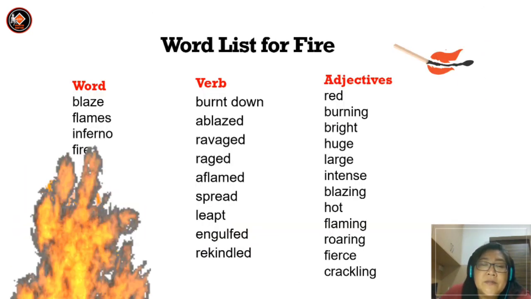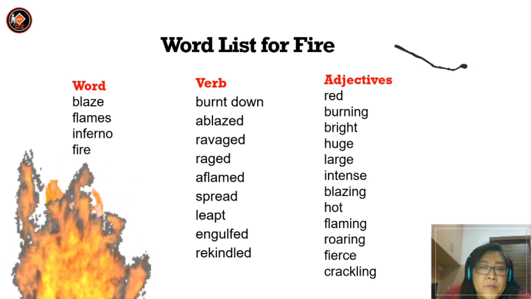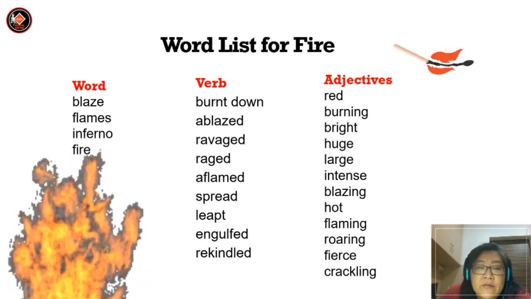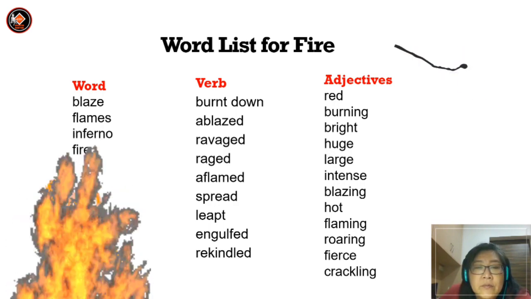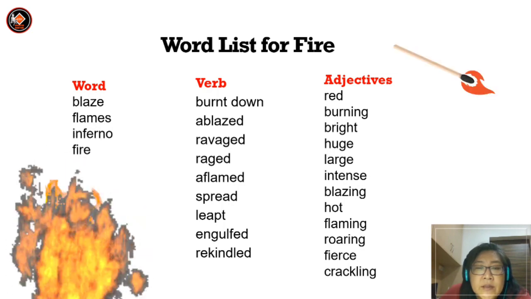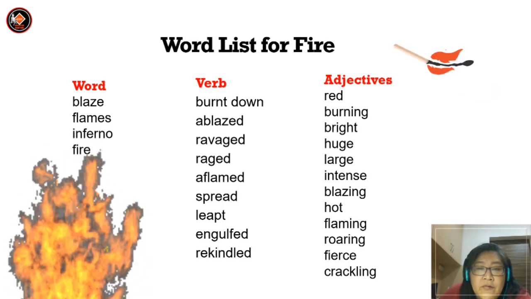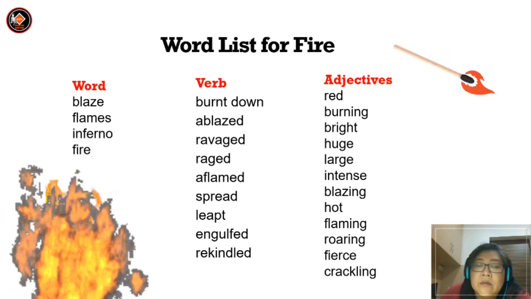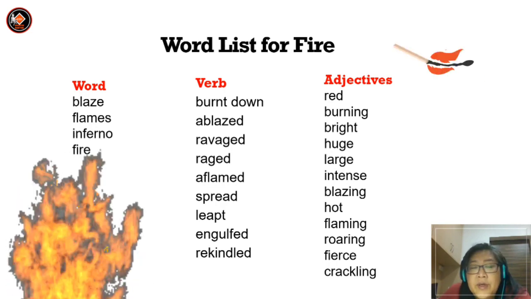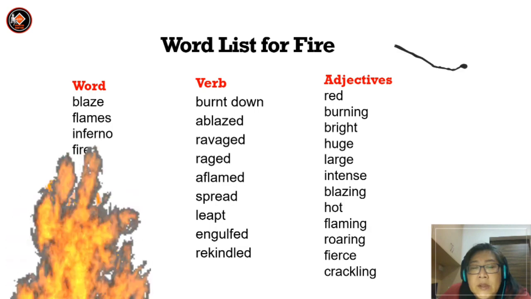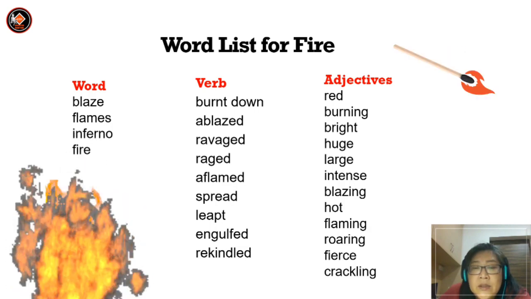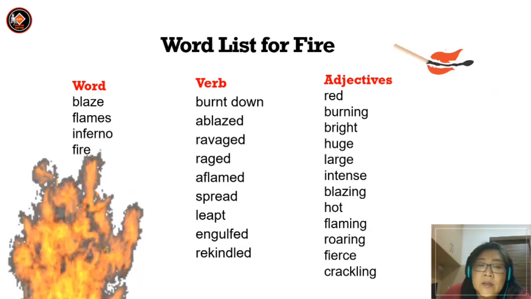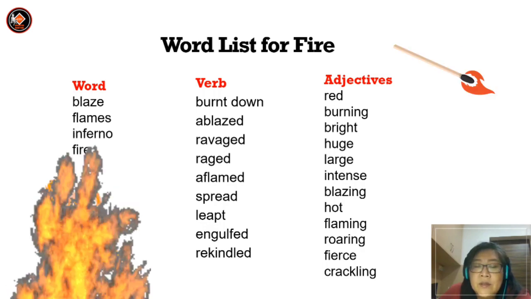Let's look at the word list for fire. You have words like blaze, flames, inferno, or fire. Then you have verbs such as burnt down, ablaze, ravage, rage, aflame, spread, lit, engulfed, and rekindled. For adjectives, we have red, burning, bright, huge, large, intense, blazing, hot, flaming, roaring, fierce, crackling.